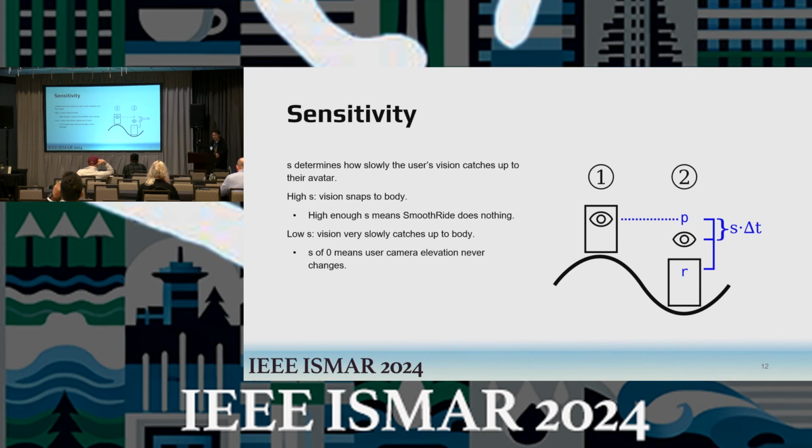All right, so I mentioned this sensitivity parameter. S determines how quickly or slowly your camera is going to follow your avatar. So with a very high S, your vision is going to snap to your body. It's almost like SmoothRide is doing nothing at all. And with a very low S, your vision is going to take a long time to catch up to your avatar within the simulation. An S of 0 would basically mean that the vision never changes, effectively simulating the flat surface approach from the previous condition.